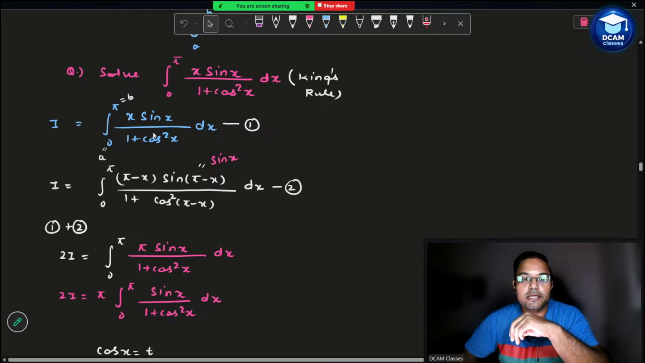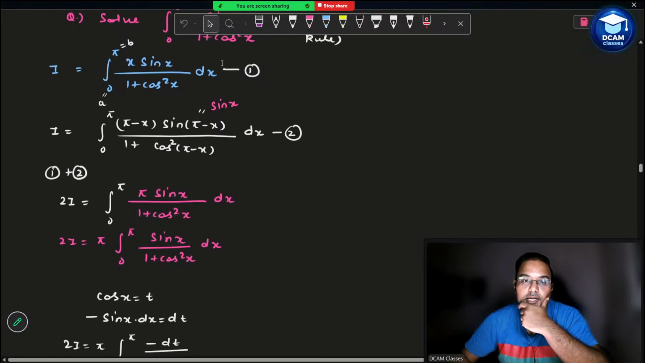We have taken it like that. The lower limit is 0, a, and the upper limit is b. Then we have applied the King rule here and found the second equation, a plus b minus x, replacing x with a plus b minus x, that is 0 plus pi minus x everywhere. Then we have got the second equation. If you add the first equation and the second equation, you'll get 2I.